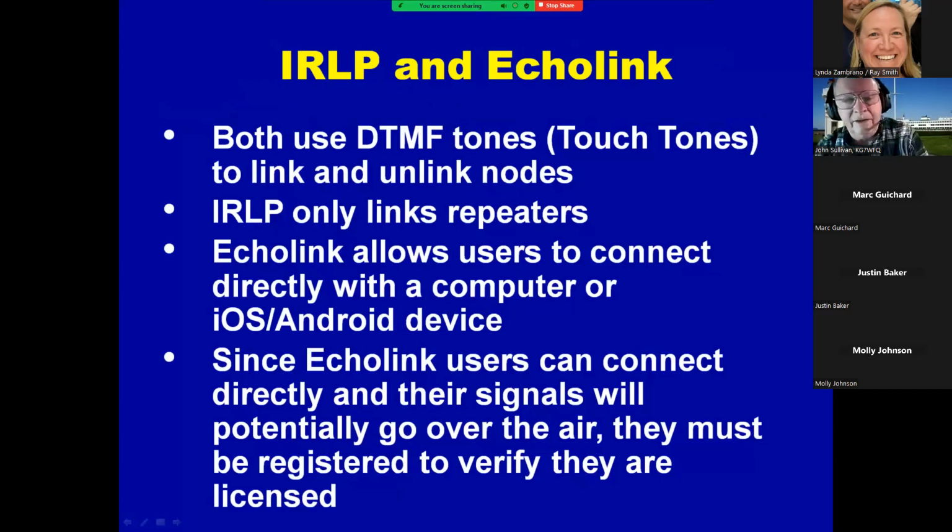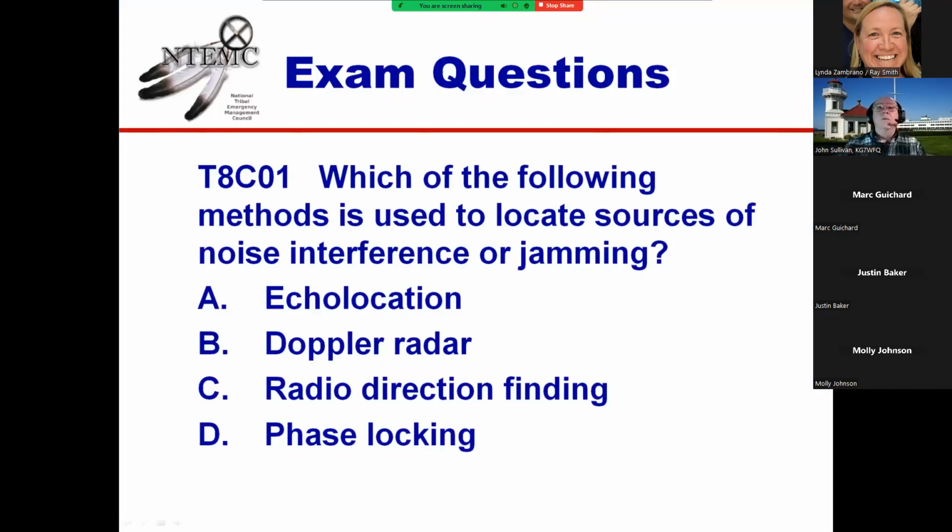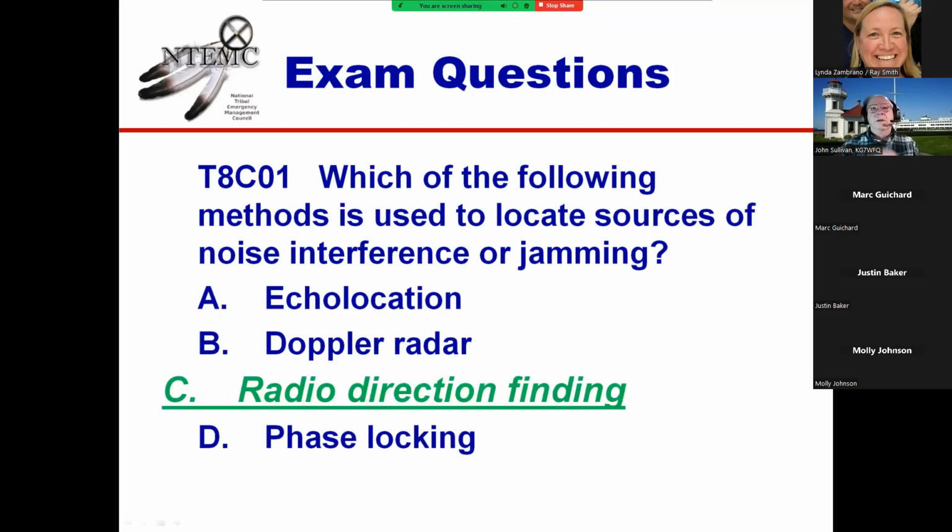Echolink, yeah, again, you have to be registered and a licensed ham in order to use Echolink or IRLP, either one. Okay, so which of the following methods is used to locate sources of noise, interference, or jamming? Well, if you want to find where something is, you're going to be doing direction finding, right? So you're going to use radio direction finding. Can be used to locate sources of noise or interference.